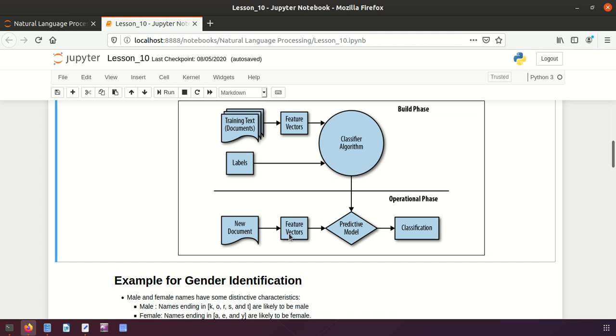So unseen data comes, and again feature extraction will be done. Then the predictive model will predict the output based on these labels and the training data. It will classify this data based on the training data and these labels, right? And then we will get the classification result here.